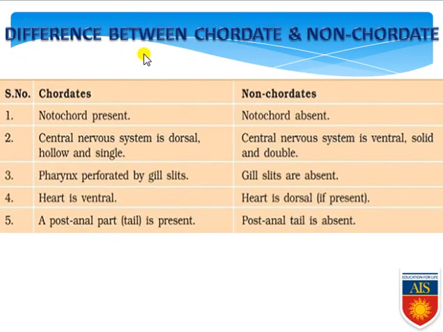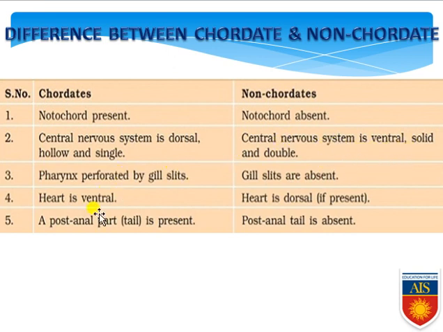Now in this slide we are discussing the difference between chordate and non-chordate. Obviously we know that based on the presence of the notochord we have made this classification. First of all, in chordates the notochord is present. Obviously for non-chordates our answer will be notochord is absent. In chordates, the central nervous system is present, that is dorsal, hollow and single.